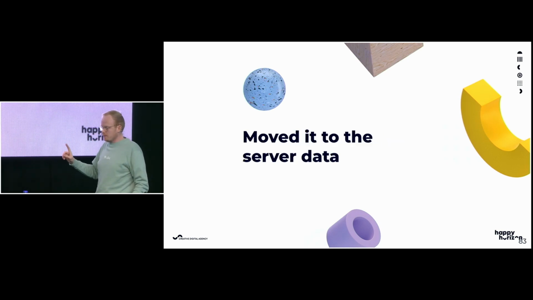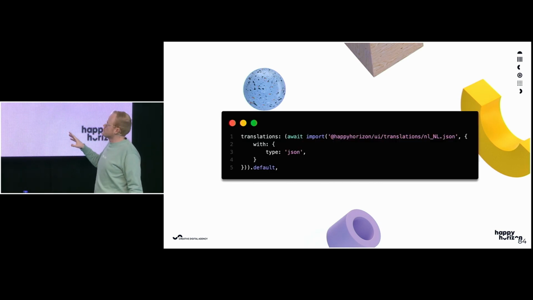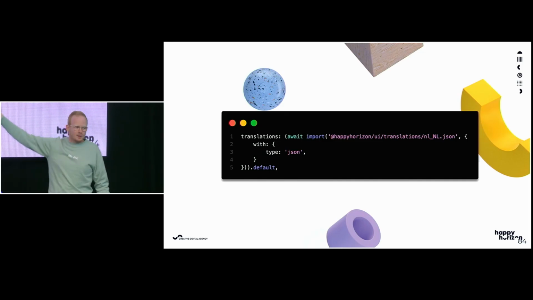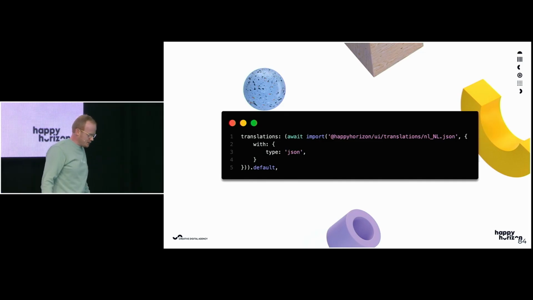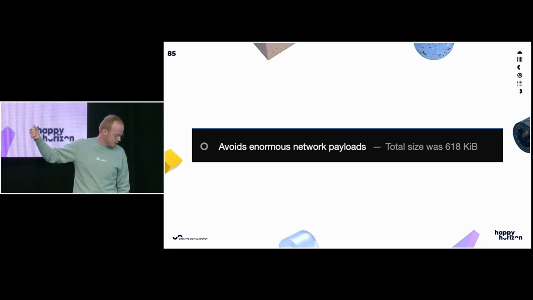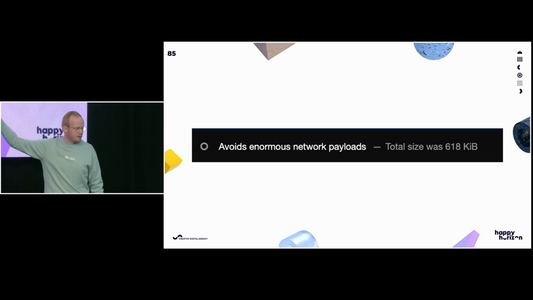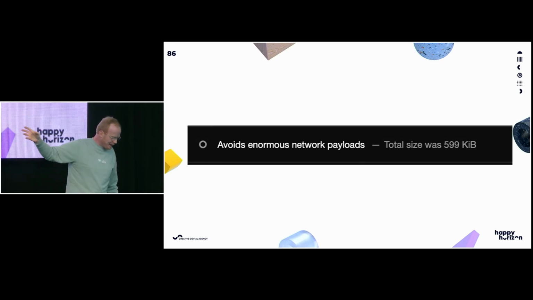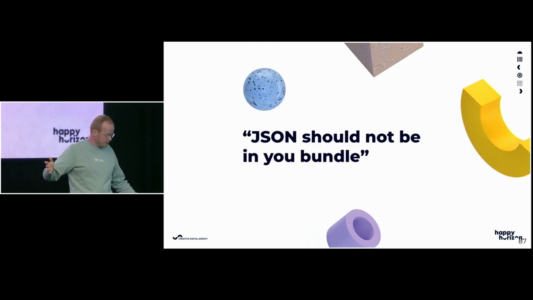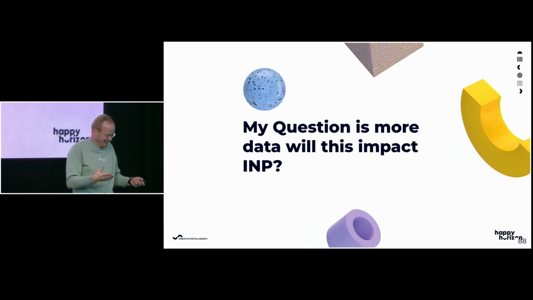Is it even better? So I moved the data to server-side, which is pretty easy. Just import them, and then you can do an async import with JSON files. First, this was the enormous network payload, which was not red, it was already gray. That's why I'm doing this. It became 599, which is a big difference. So I think it shouldn't even be in your bundle.